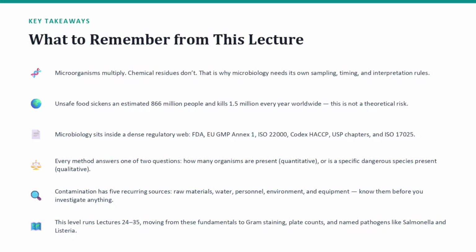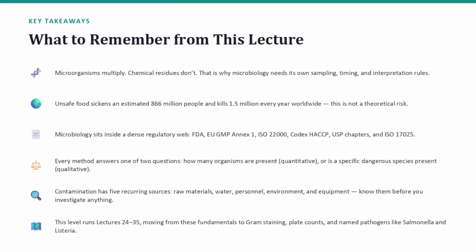Let us bring this lecture to a close with the key takeaways. Number 1. Microorganisms multiply. Chemical residues do not. That is the entire reason microbiology needs its own sampling, timing, and interpretation rules, separate from anything you learned in Level 2. Number 2. Unsafe food sickens an estimated 866 million people and kills 1.5 million people every year, worldwide. This is not a theoretical risk sitting in a textbook. It is happening right now.